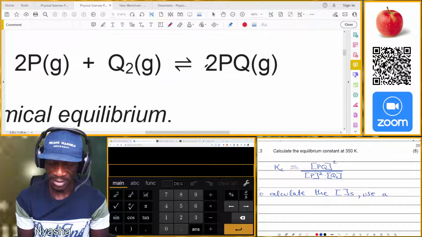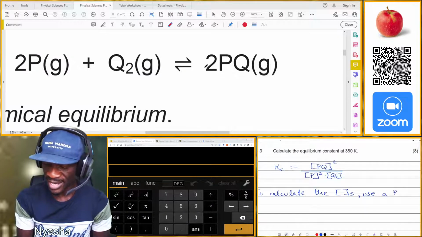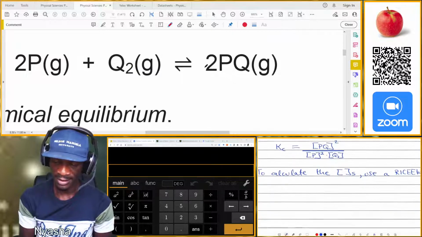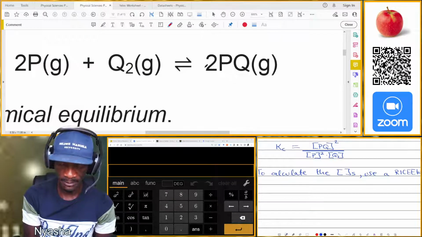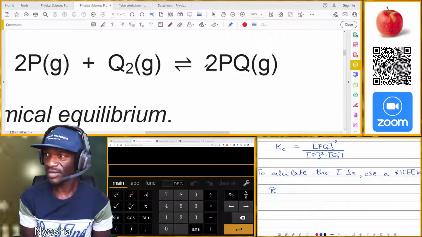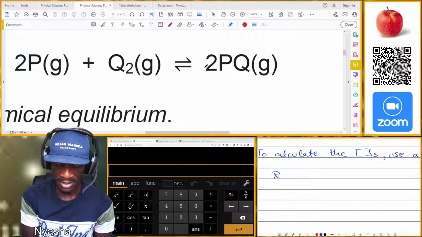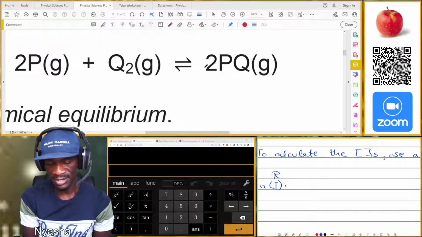So I think by now you recall that we can use a RICE table. Right, so what does our RICE table look like? The format of our RICE table is simply, we have some chemical reaction, and then we have some number of moles at some initial stage, and these are in moles.